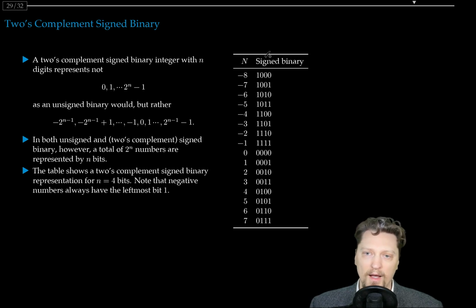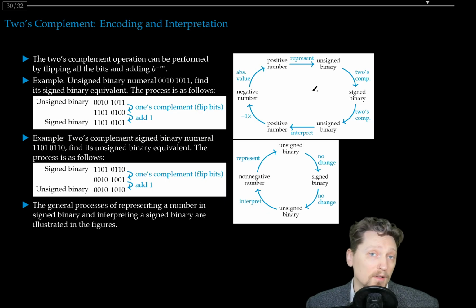So in signed binary, we have 1000, 1001, etc., representing the negative numbers up to 0, and then we have our traditional unsigned counterparts for the positive numbers up to 7 for a nibble. A total of 16 values represented, and half of them are non-negative and half of them are negative.